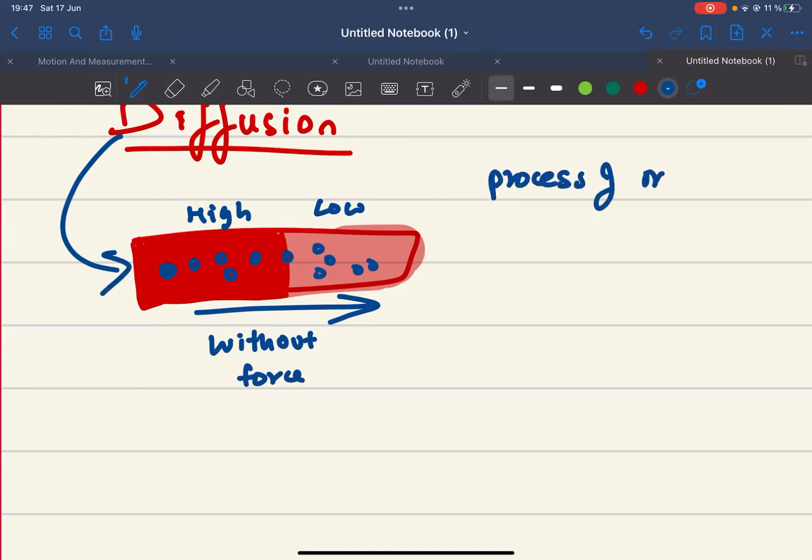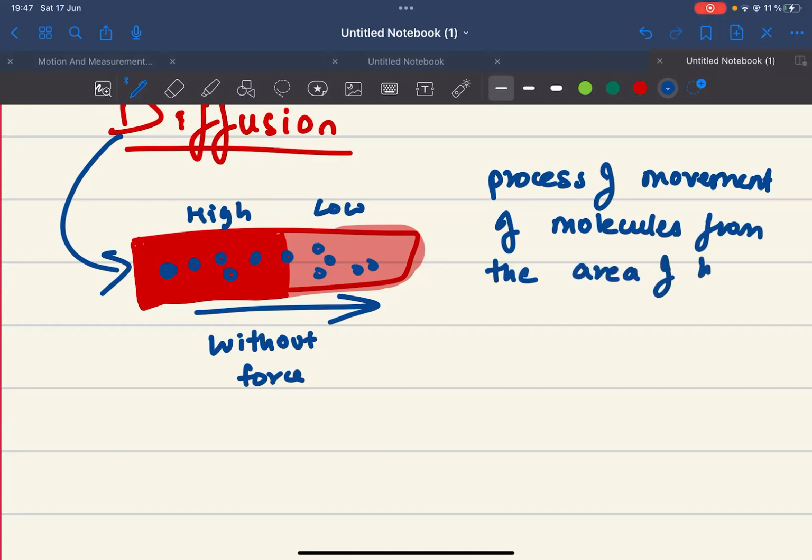So you'll define it as the process of movement of molecules from the area of higher concentration.